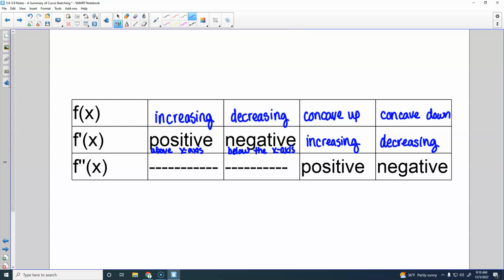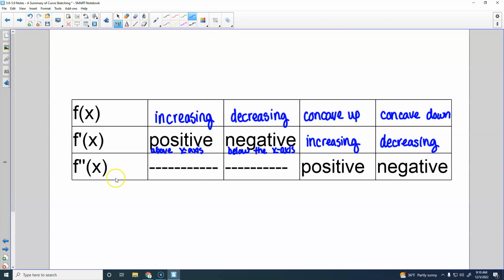Right? And so it just depends on what you're given information for. Perhaps they give you a picture of the original function. They give you f of x, and you notice that f of x is concave up. They might ask you a question about the second derivative in that case. So if you see that the original is concave up, then the second derivative would have to be positive. So it just depends on what they have given you.